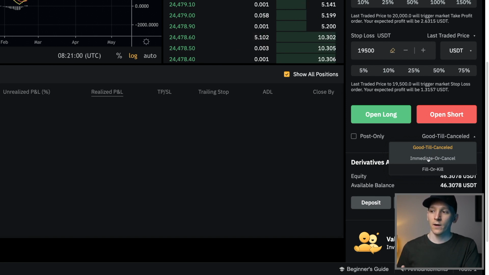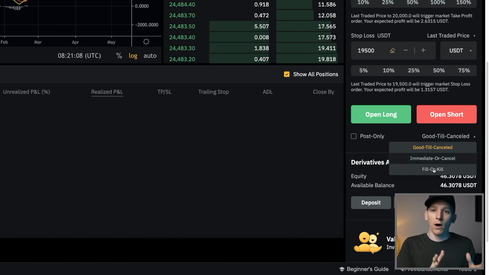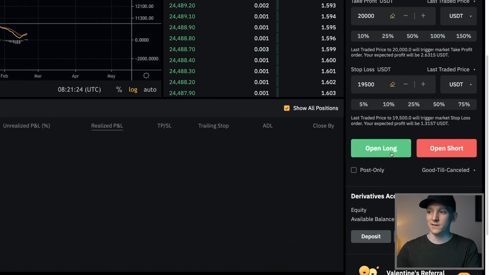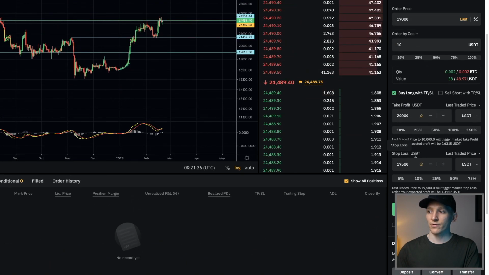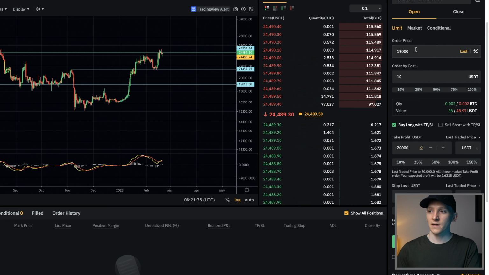Immediate or cancel means that if the trade can't go through immediately, it gets cancelled as well. And fill or kill means if only partial amounts of the order can get filled, for example, you want to buy 1 Bitcoin at a certain price and it can only fill 0.25 Bitcoin, then it will kill the entire thing. So fill or kill means either the whole thing gets done or it cancels off. So you can choose those. Most people use GTC.